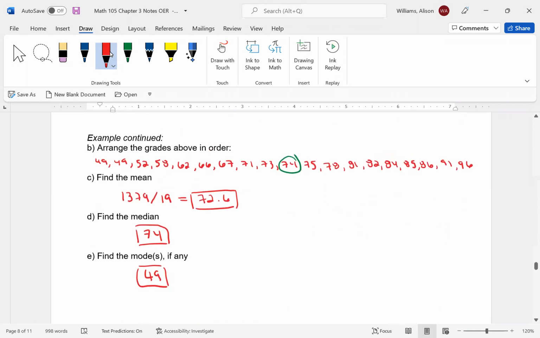So mode is kind of helpful, but not nearly as helpful as the mean and the median. It just helps give us information about whether or not our data is possibly skewed. And the mean and the median do help us see that information.